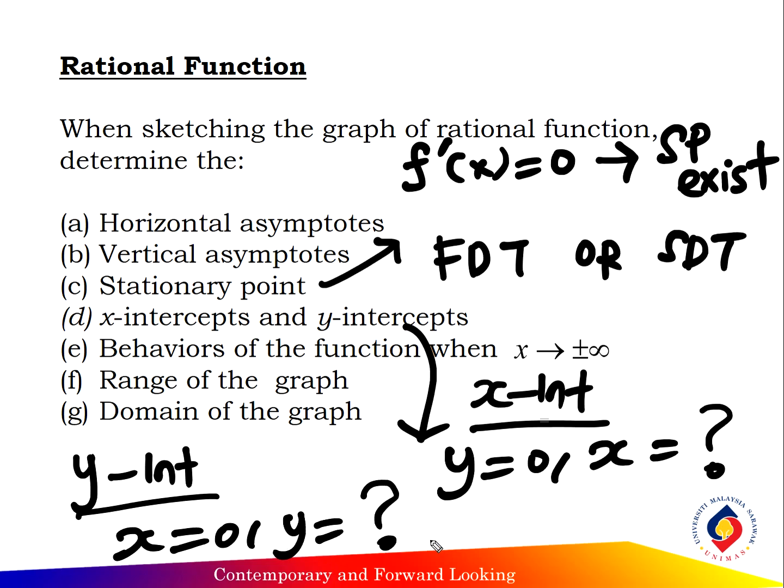Step 4: you find the intercepts of the rational function. For the x-intercept, when y equals 0, you find the value of x. For the y-intercept, you let x equal 0 and find the value of y. Then the behavior of the function when x approaches positive or negative infinity, and last, you find the domain and the range of the rational function.